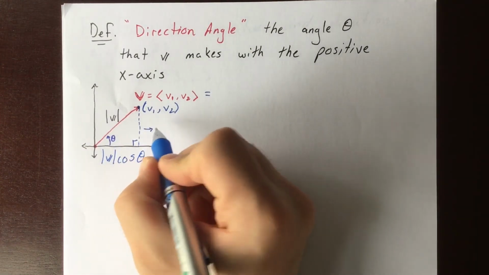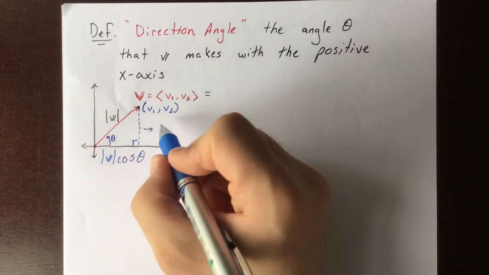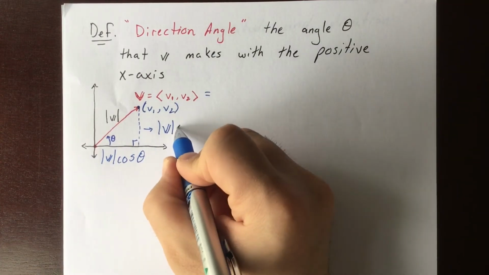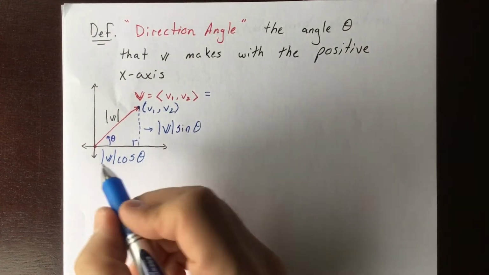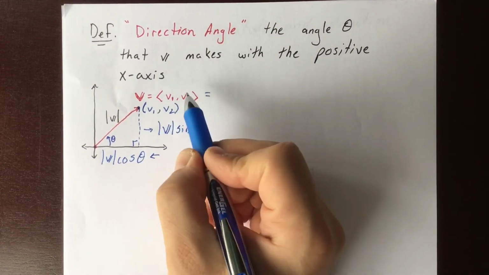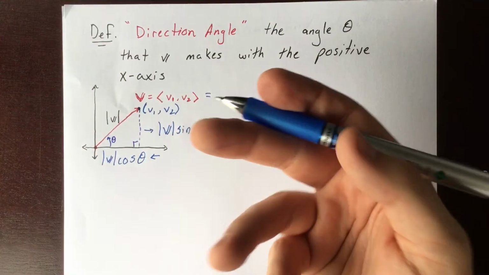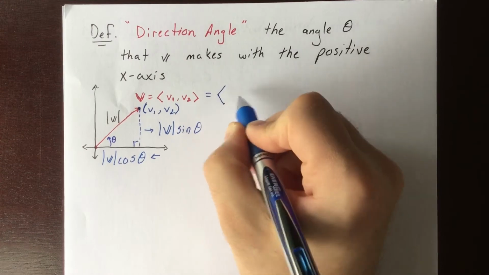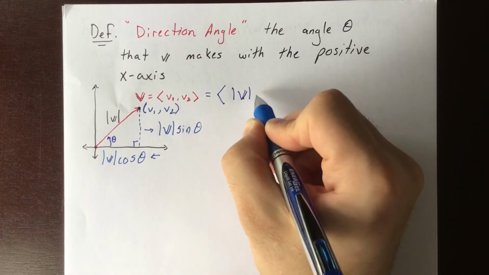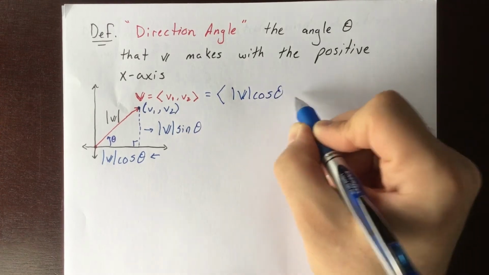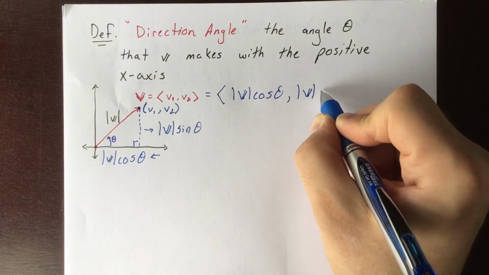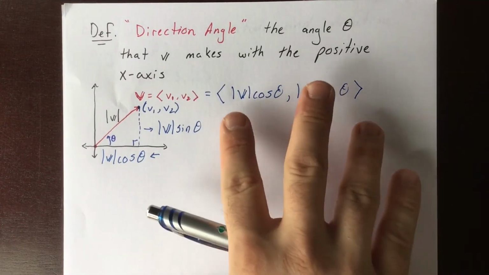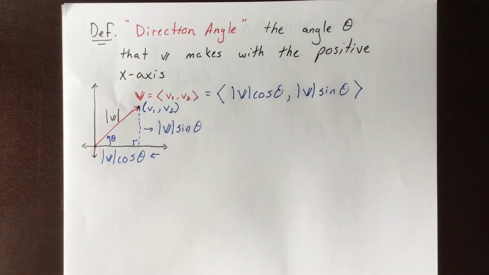And then the vertical piece, using trigonometry, is going to be the length of the hypotenuse, or the magnitude, multiplied by sine of theta. So what we're going to do with this is rewrite, or rethink, component form v1, v2. We're going to think of this as the magnitude of v multiplied by cosine of theta, and the magnitude of v multiplied by sine of theta. All right, so this is another way of writing the component form.